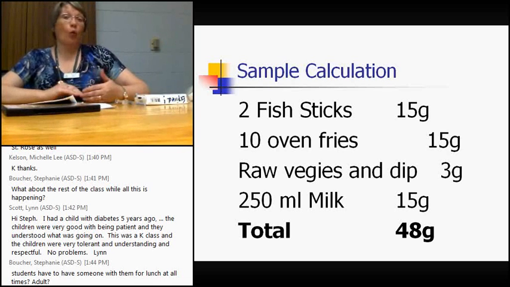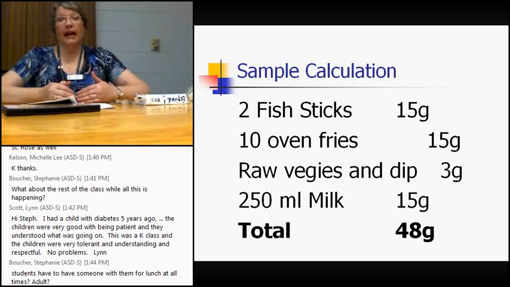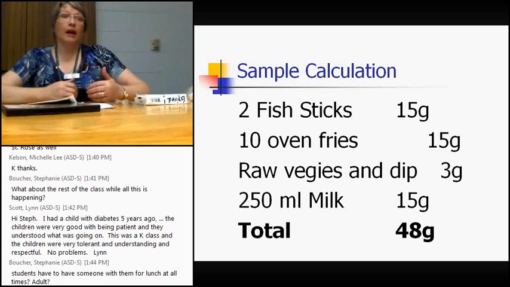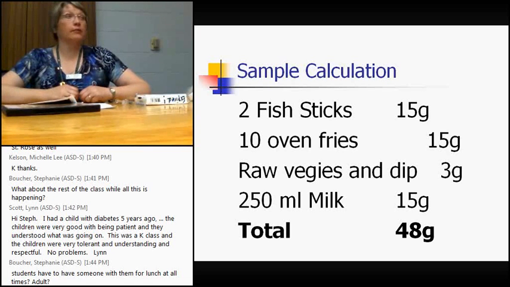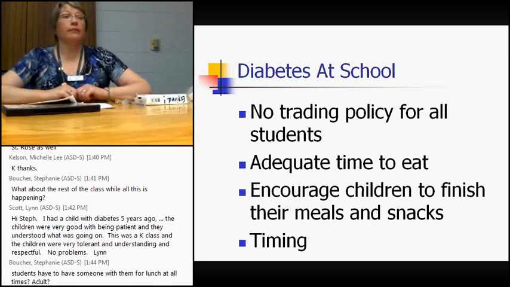If they were using a ratio, and maybe they're taking 1 unit for every 10 grams of carb, you take the 48, divide that by 10, and then 1 per 10, it would be 4.8 or round up to 5 units of insulin for that meal. It's a fair bit of math.